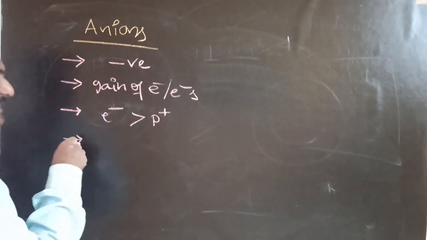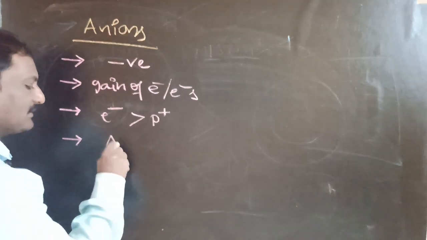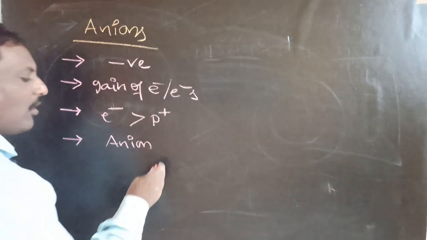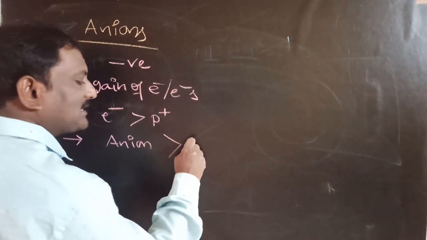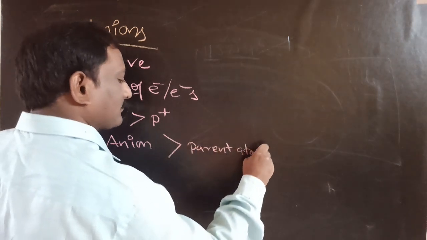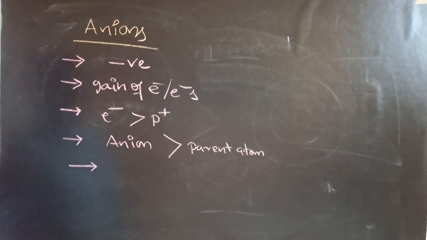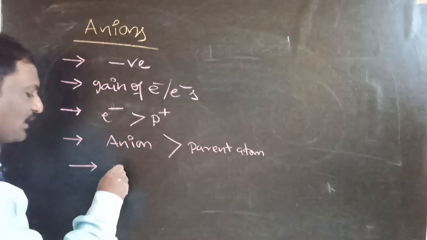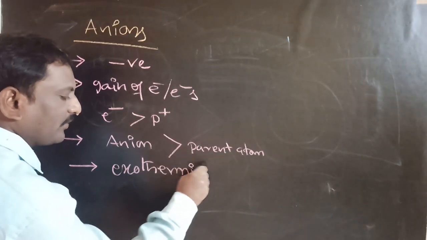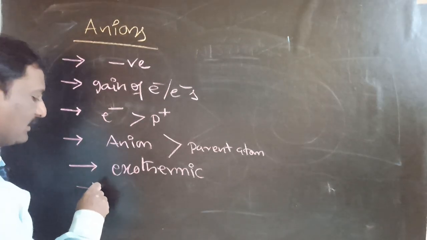Next one, the size of the anion is always greater than its parent atom. Next one, formation of anion is exothermic in nature. Exothermic in nature. Very important.